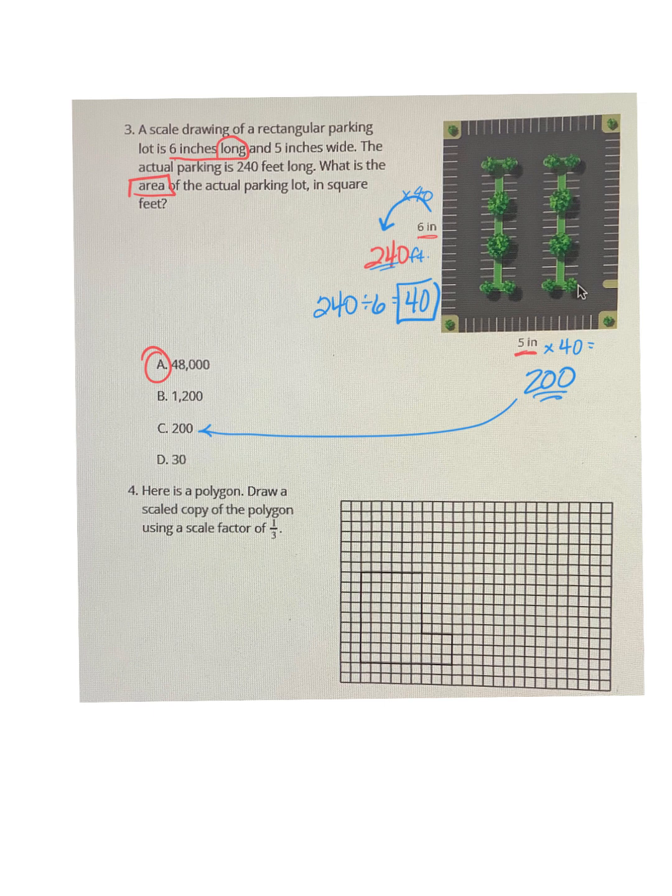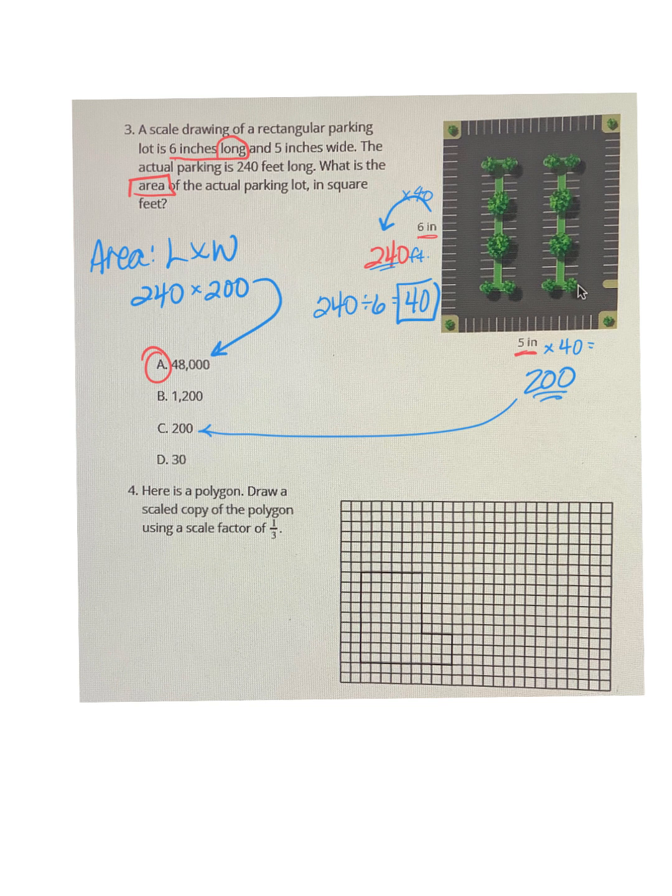And remember, area of a rectangle is length times width. And in this case, our length is 240. We just figured out our width is 200. When you multiply those, you get 48,000. And that's why the answer is A. Okay, ooh, that's really hard to see.